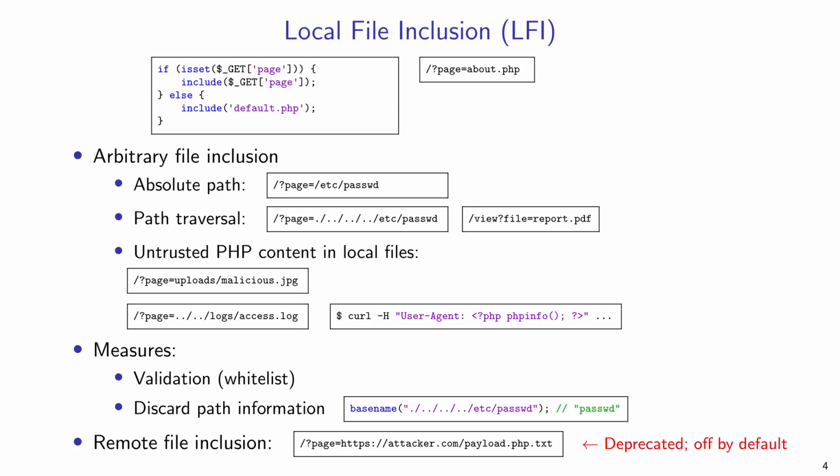Fortunately, this feature is deprecated and off by default in the latest PHP versions. File uploads are another major functionality that can open our web application to various attack vectors. But before we get to the attacks, let's take a look at how file uploads are implemented on the web.